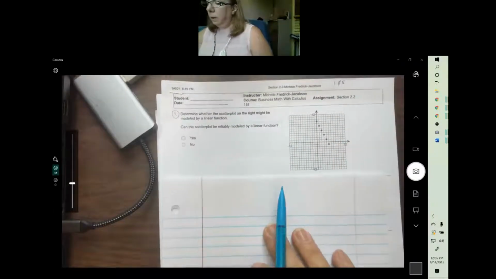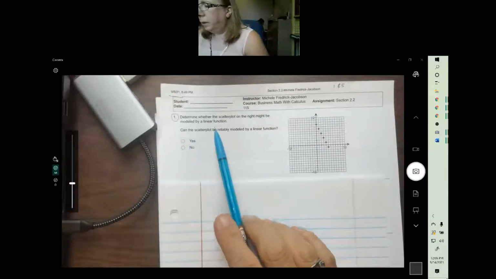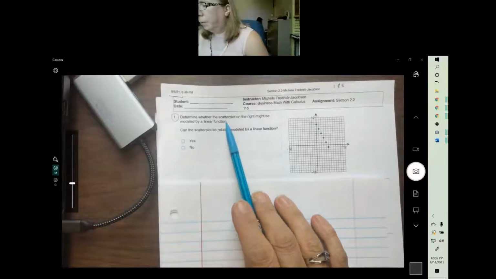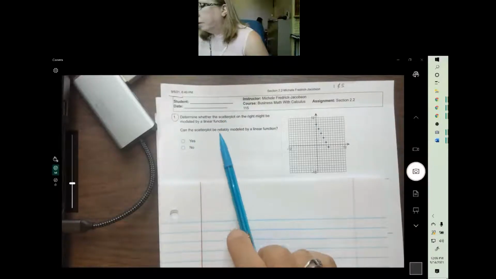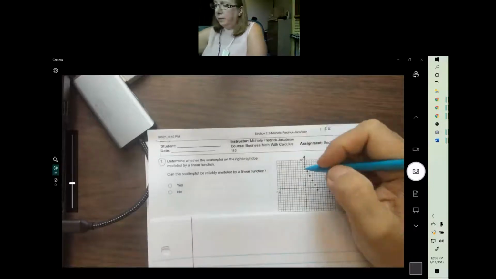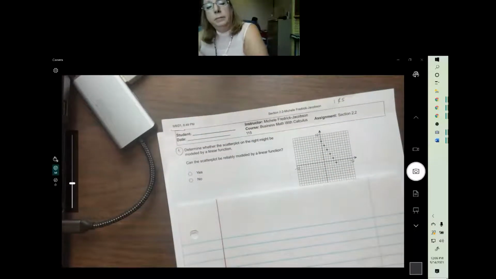1.5. On this one, it says determine whether the scatter plot on the right might be modeled by a linear function. Can the scatter plot be reliably modeled by a linear function? Well, notice it looks like it's exactly a straight line. Down 2 over 1, down 2 over 1, down 2. Yeah, this is exactly a straight line. So yes, it's modeled by a linear function.